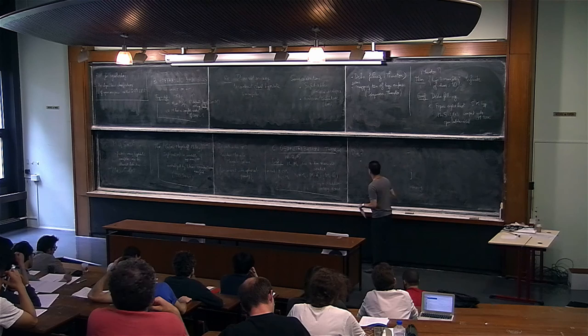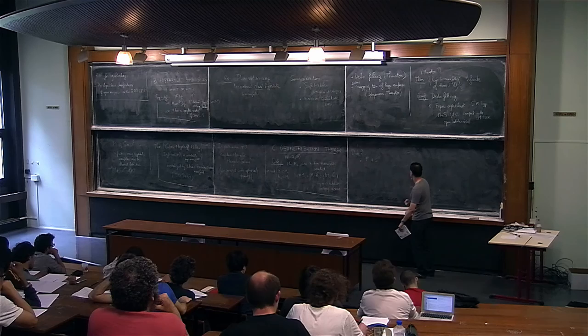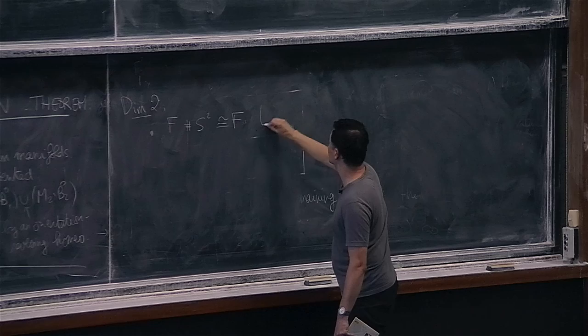So, in dimension 2, first, if you take any surface and then you do a connected sum with a two-sphere, then this will give back the same surface. Why? That's because, so let's take a surface. And then I take the two-sphere.